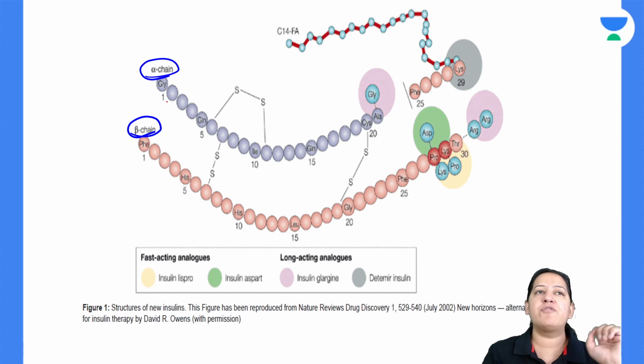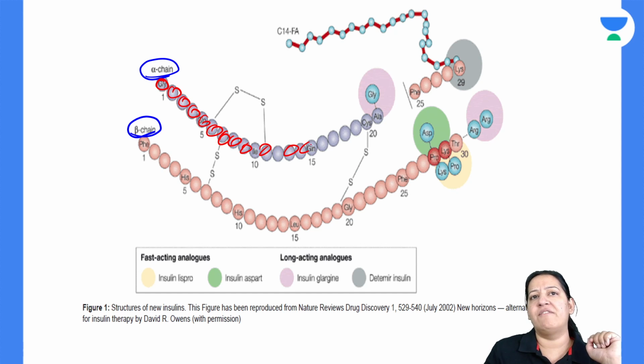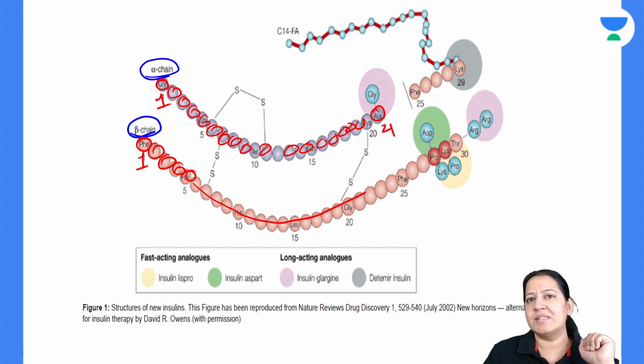In alpha chain, we have 21 amino acids. This is amino acid number 1, 2, 3, 4, 5, 6, and so on. And in total, you can see here, this is 21. So this is number 1, and this is number 21 amino acid. In beta chain, we have 30 amino acids. So this is amino acid number 1, 2, 3, 4, 5. Likewise, you can see, it is 30 amino acids.